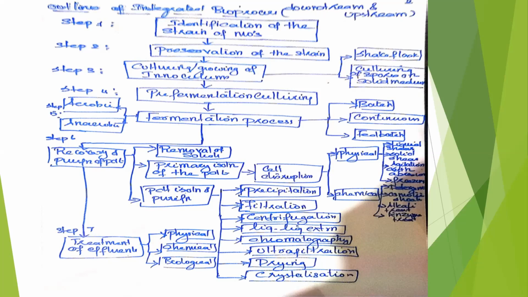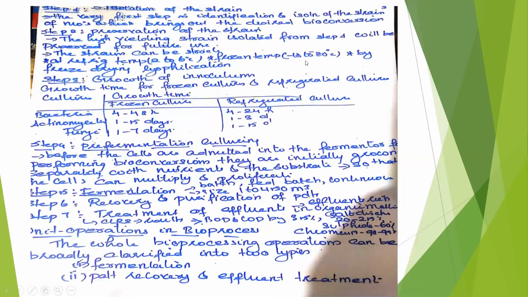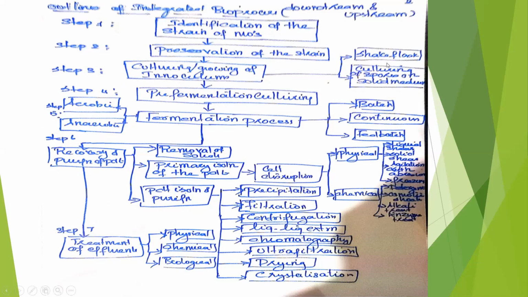That is called as what? Culturing and growing of inoculums, and that can be done in two ways, that is shake flask, or if it is shake flask, you will have a conical flask, the media will be present, and you have to inoculate the microorganism and it will be kept in the shaking flask incubator. Or if it is spores, then we have to culture on solid medium.